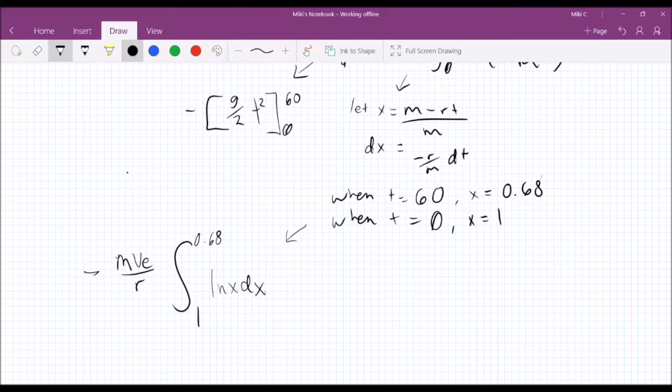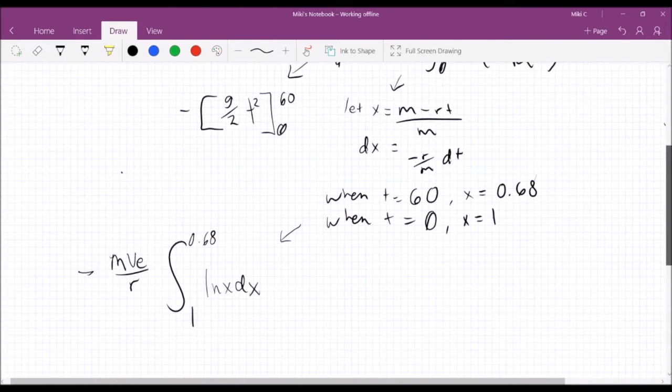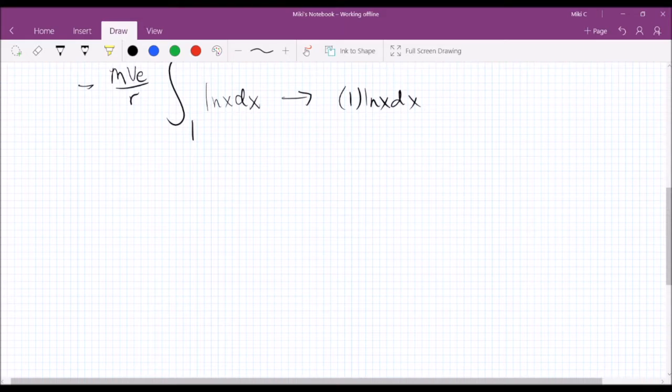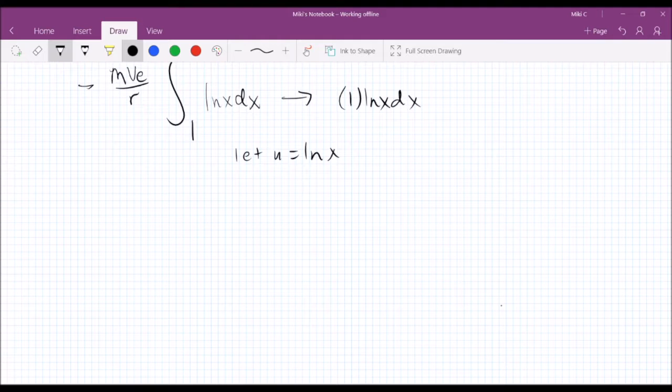In this case, we're going to have to use integration by parts to figure out how to solve for ln x dx. So we're going to assume that ln x dx is actually 1 times ln x dx. Okay, so now that we know that we have to set up a u and a v, we're going to let u equal ln x, and u prime therefore will equal 1 over x dx.